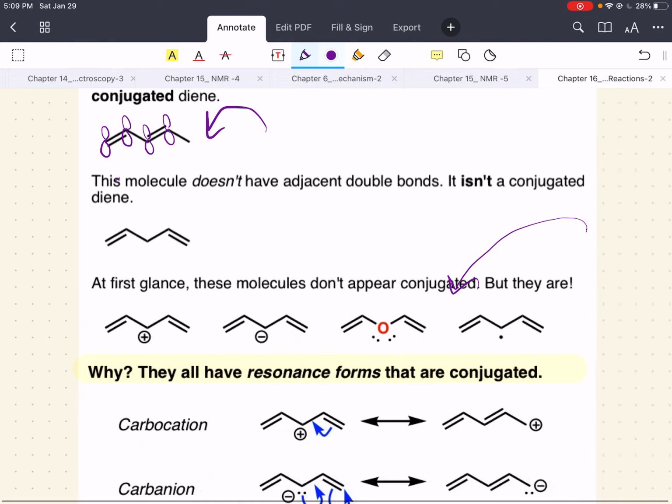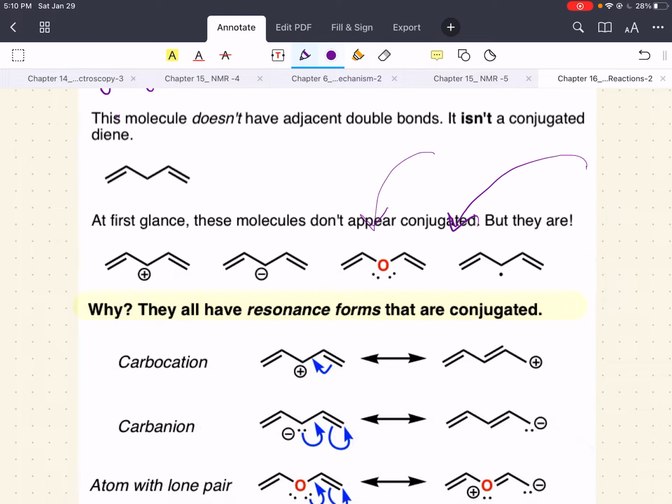All right, but if you look at this set of molecules right here, it might not be so obvious that there are p orbitals right next to each other to allow for conjugation. Well, you'd be surprised that they, in fact, spoiler alert, are conjugated. And why is that? We're going to look at each example and see why.